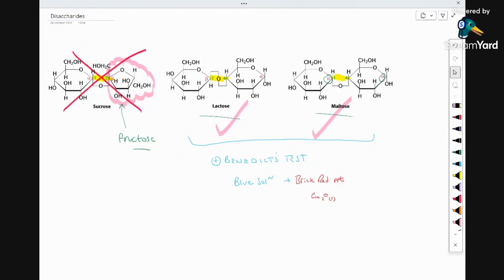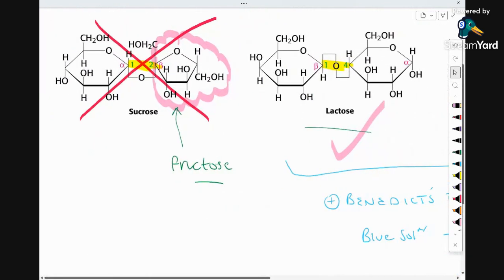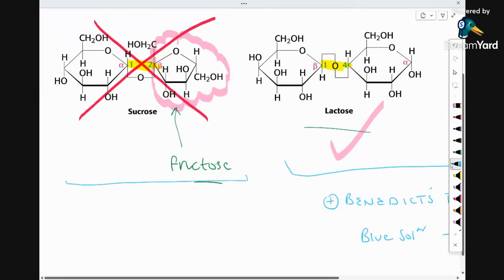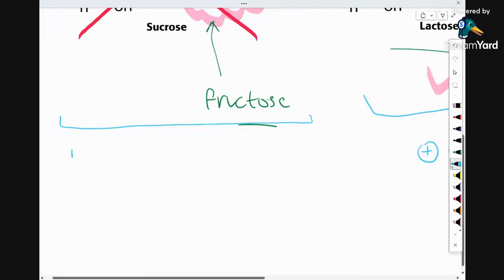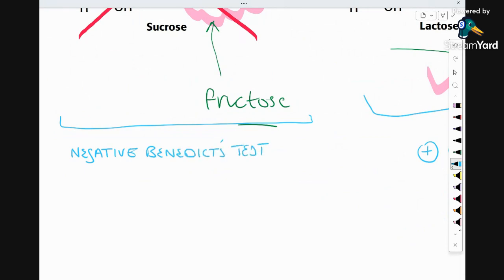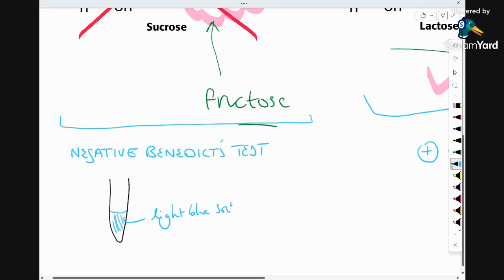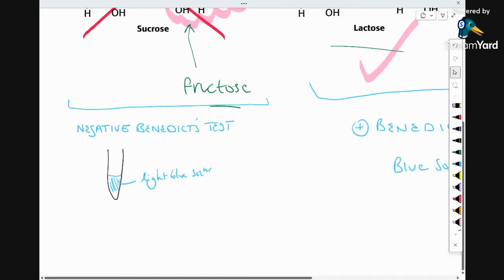So sucrose, however, will not do this. Sucrose will not give a positive test. This will give a negative Benedict's test. In other words, in our tube, where we've put our Benedict's reagent and our sample, after heating, it will remain light blue. Light blue solution, no precipitate formed.